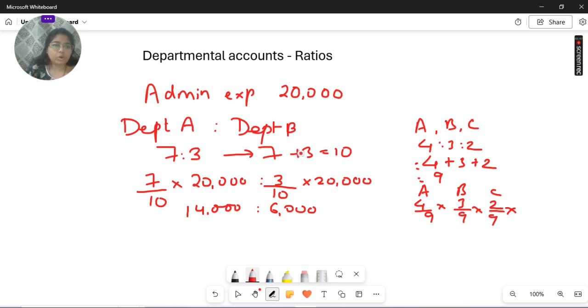I have already taught you all basis of allocation and departmental accounts. Please have a look at those videos as well. I will come back in the next video with the proper sums. One of the sums will be on ratio and the following sums will be based on your trading and profit and loss accounts. That will be the proper sums that you will be learning in this chapter.